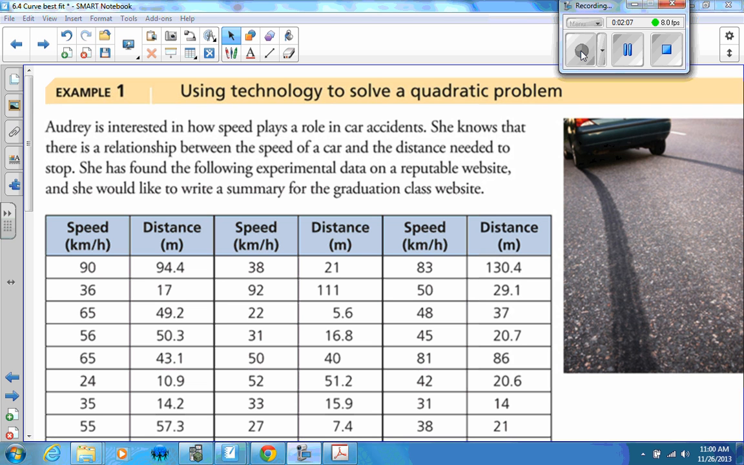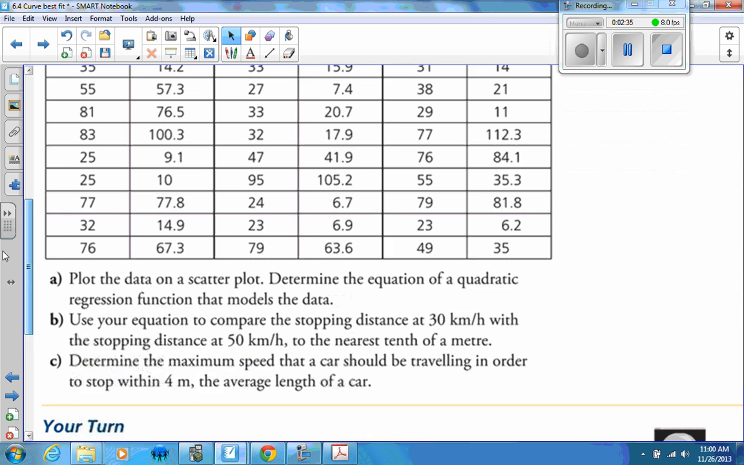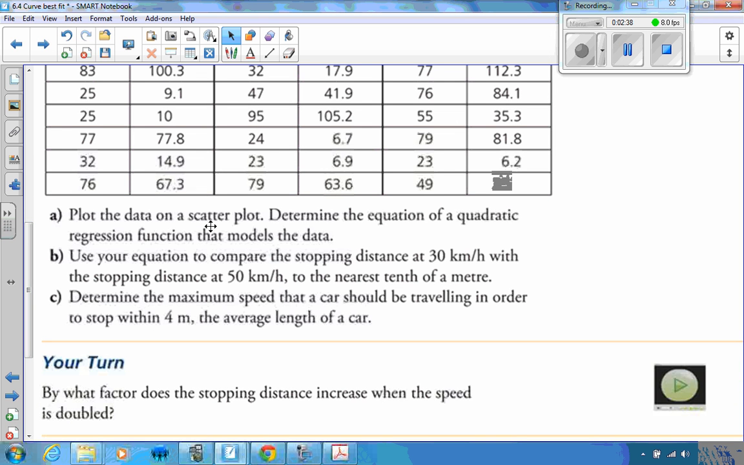So example 1, using technology to solve a quadratic problem. Audrey is interested in how speed plays a role in car accidents. She knows that there is a relationship between the speed of the car and the distance needed to stop, which is also called braking distance. She has found the following experimental data on a reputable website, and she would like to write the summary for a graduation class website. So it's a lot of data here to enter into your graphing calculator. It says plot the data on a scatter plot. Determine the equation of the quadratic regression function that models the data.